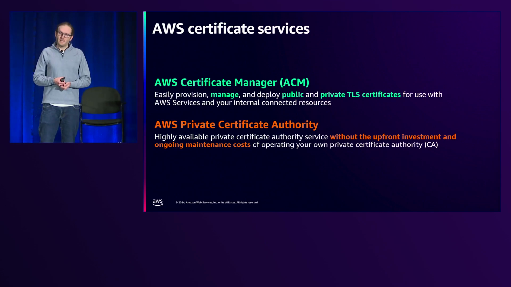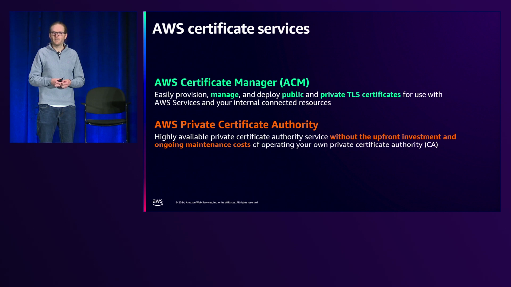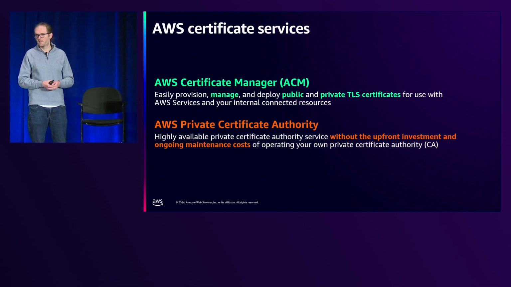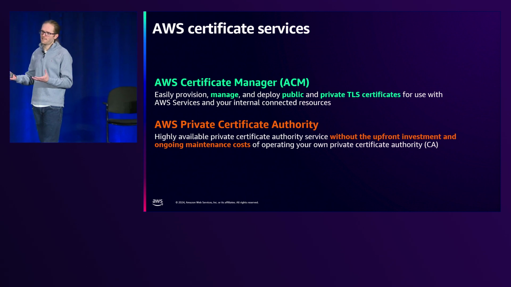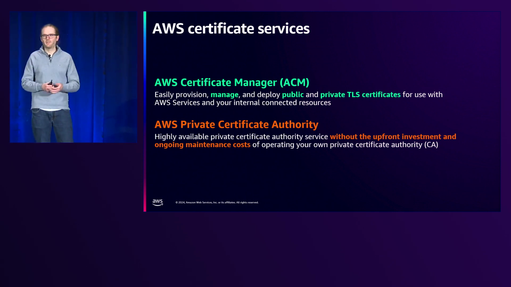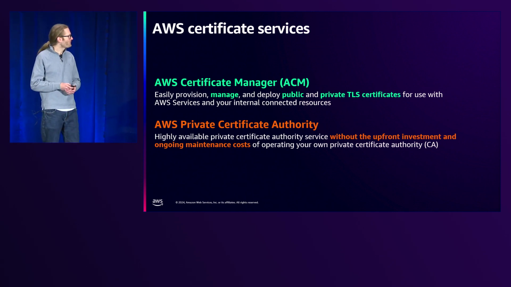Secondly, we have AWS Private CA. AWS Private CA is a fully managed certificate authority service. You can create CAs, manage those CAs, all without having to manage hardware security modules or HSMs. You're not really managing the hardware or the servers at all. You just create CAs, and you can make API calls to issue certs, basically.